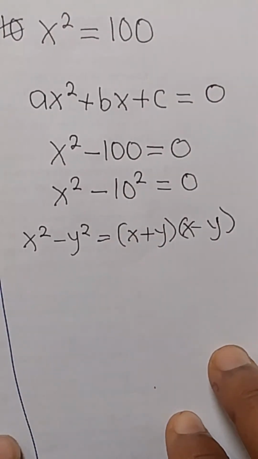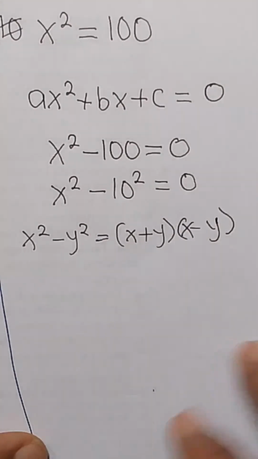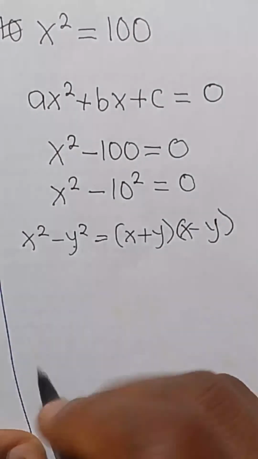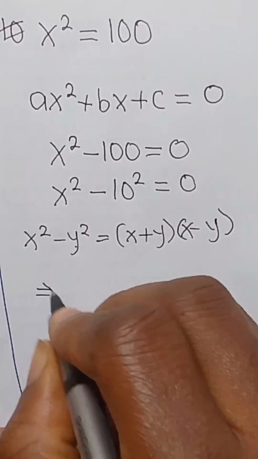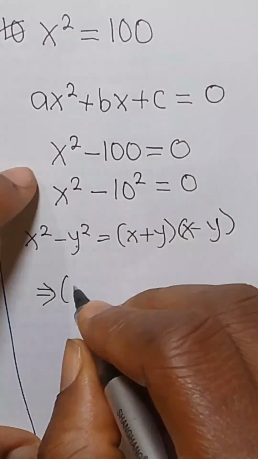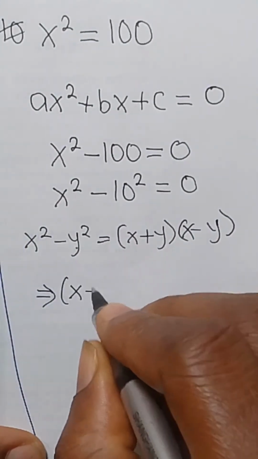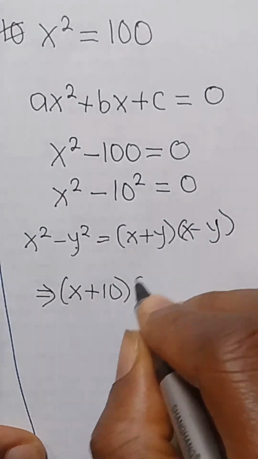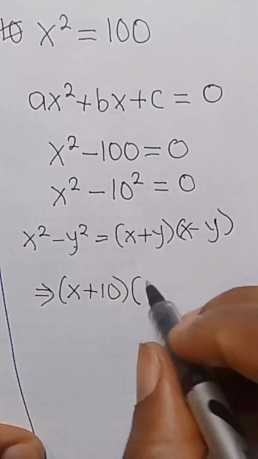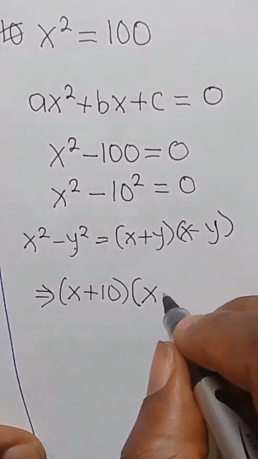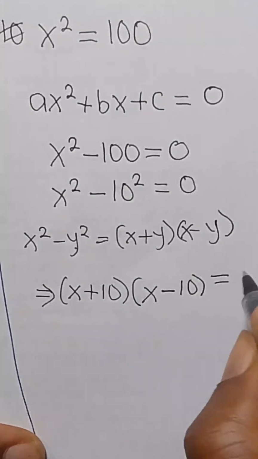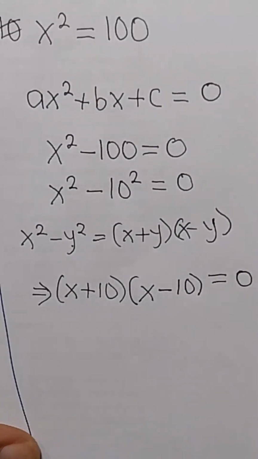So you apply the difference of two squares. That is the first thing you do. Now here our x is x and our y is 10. So this equation will now give us x plus 10, where our x is x and our y is 10. You open another bracket. You have x minus y, where our x is x and our y is 10, so x minus 10. And remember, it's equal to 0.